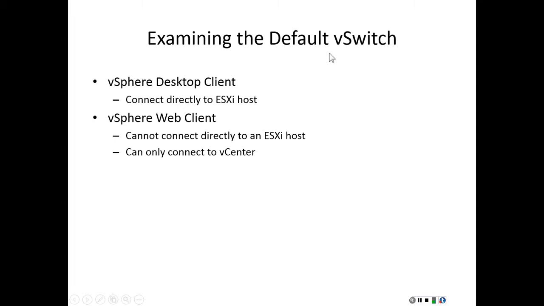Let's now examine the default virtual switch, and we are going to use the vSphere desktop client. The reason we are going to do that is because it allows us to connect directly to an ESXi host. The vSphere web client does not allow us to connect directly to an ESXi host. It is only used for configuring vCenter Server.